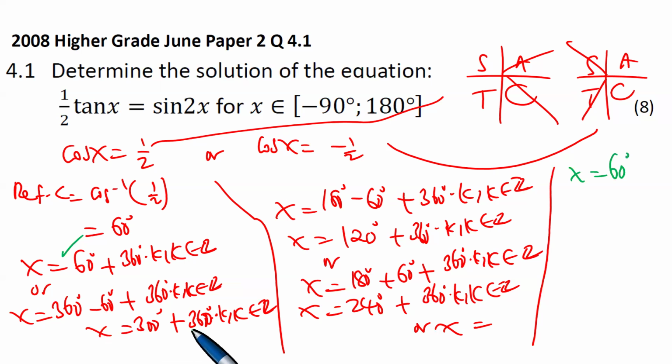Let's come to this one. When k is 0, you have 300 degrees. We don't want it because it's outside. But when k is minus 1, it's going to be minus 60.